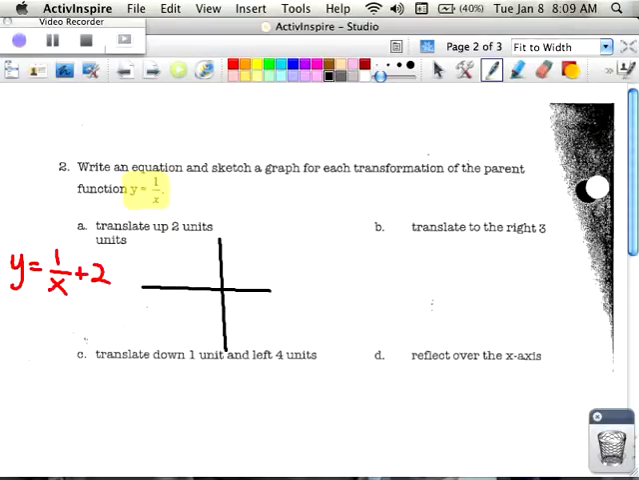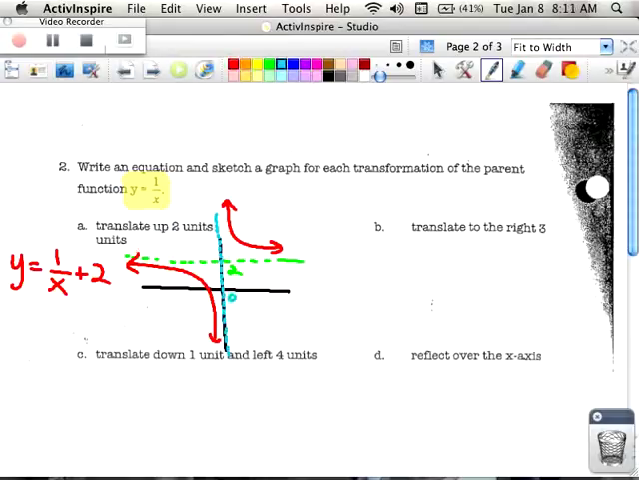So normally, I have my horizontal asymptote at y equals 0, but now my horizontal asymptote is going to be at 2. So I put it over here, y equals 2. And my normal vertical asymptote is at x equals 0, so I just leave it there because it didn't move left or right. And then I graph this picture. I'm done. That's all there is to it.